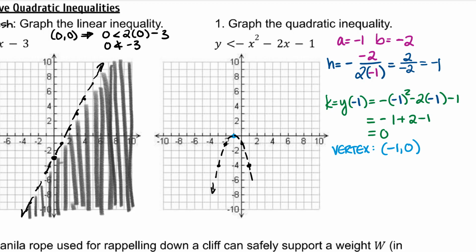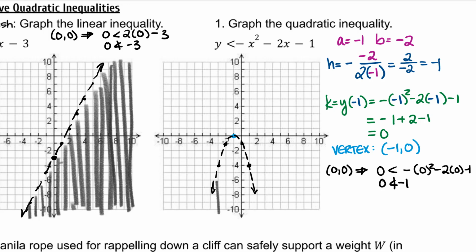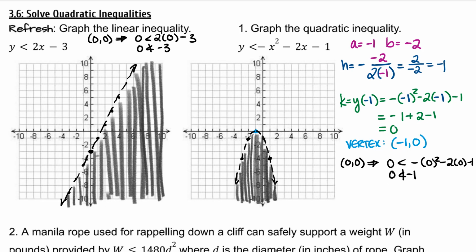To find the shaded region, we're going to pick a point that is in one of the regions. 0, 0 seems like an easy option, and plug it in to see if that is a solution for our inequality. This is not true, so 0, 0 is not a solution, so we'll shade the region where 0, 0 is not located. Instead of shading the outer region, we shade the inner region, making all our solution points any point inside this shaded region.